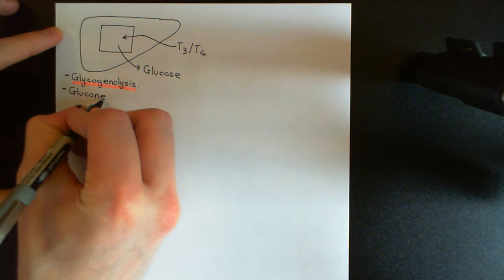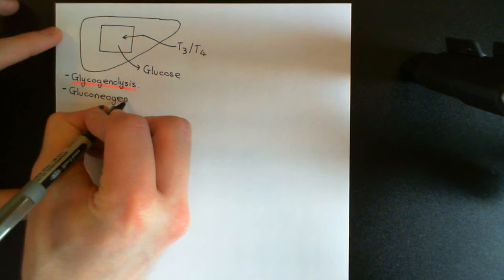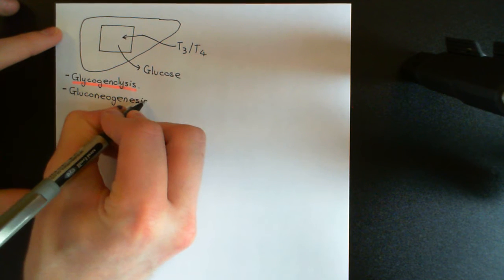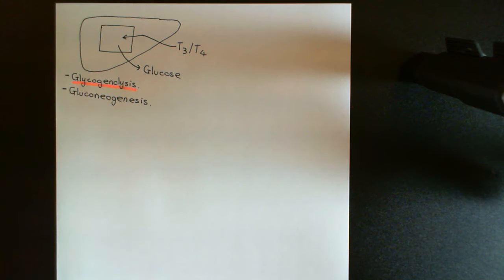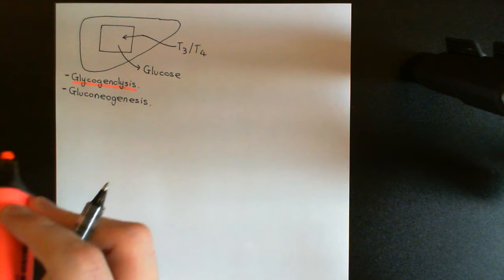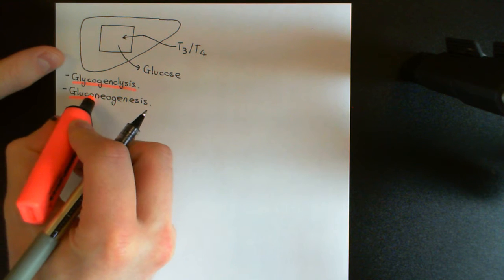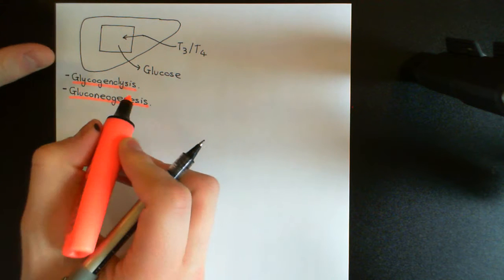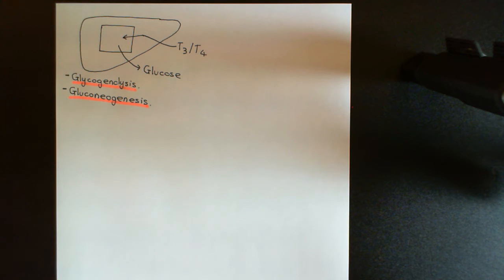They're also going to be activating the gluconeogenesis process. Now let me just remind you of what is meant by gluconeogenesis. Gluconeogenesis is the synthesis of glucose from amino acids. So you start with amino acids, the constituents of proteins, and you can convert those amino acids into glucose.